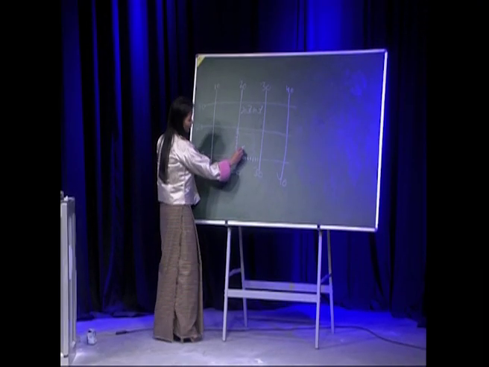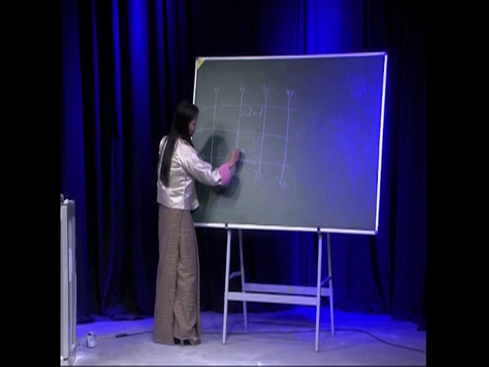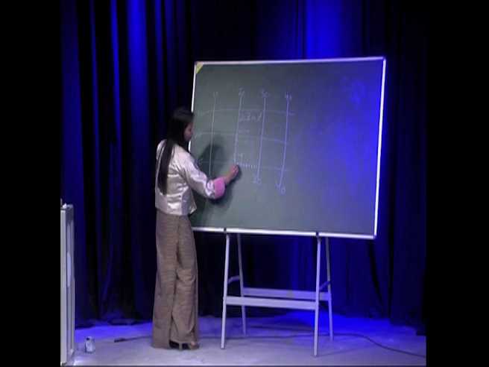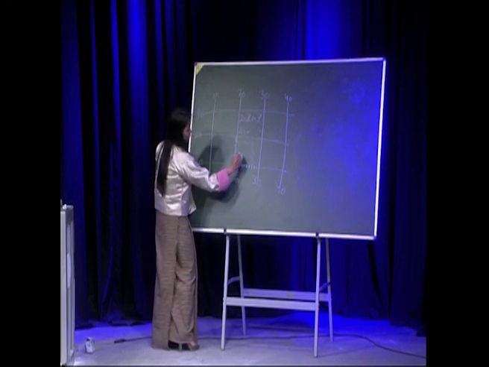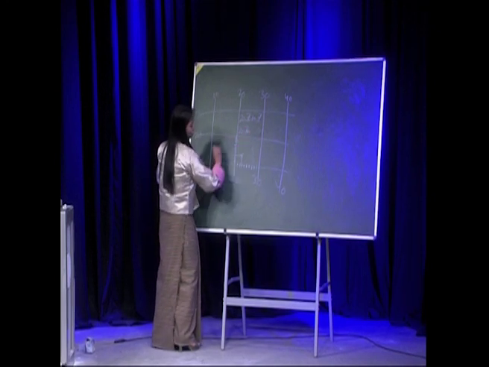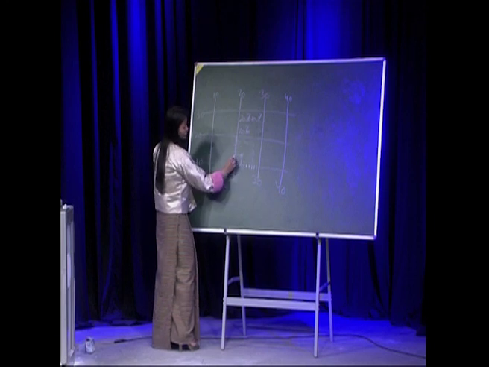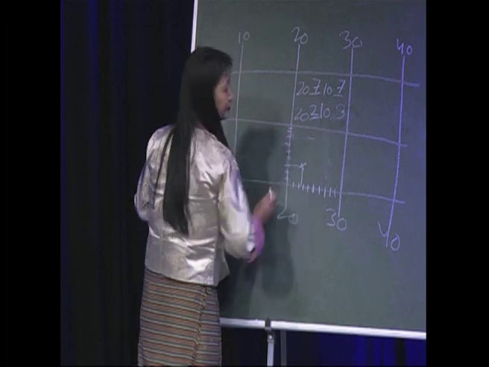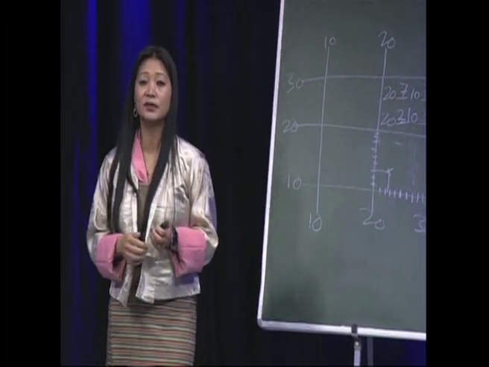So if it is this one, your answer will be 21, 20, 21, 22. 2, 1, 2. And 1, 2, 3. 10, 3. So this is how we find the 6-figure grid.